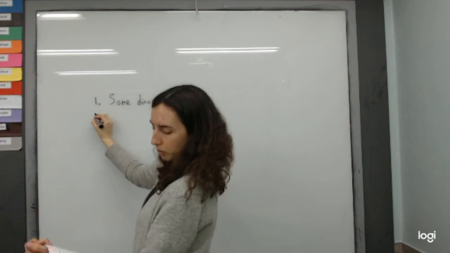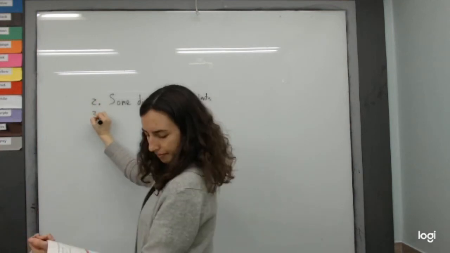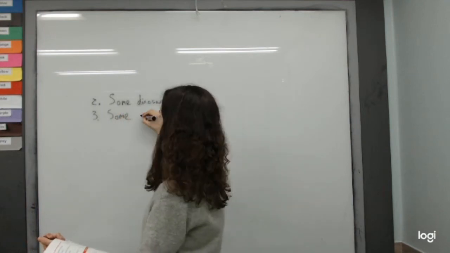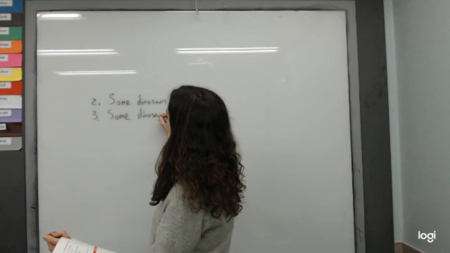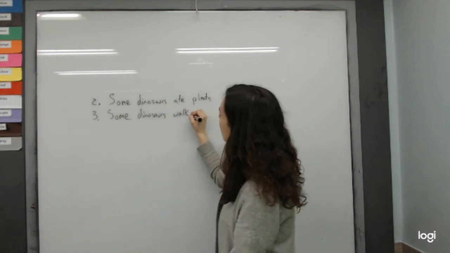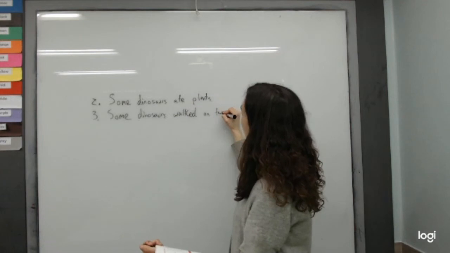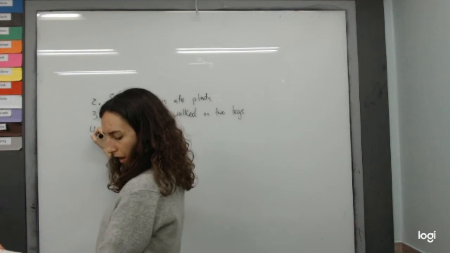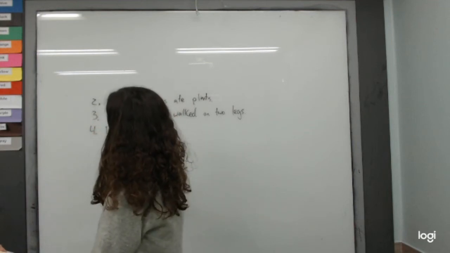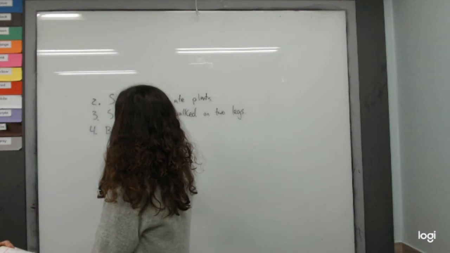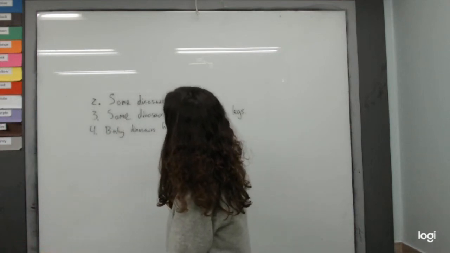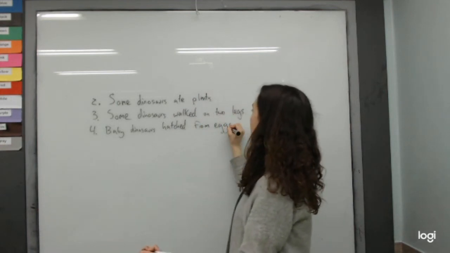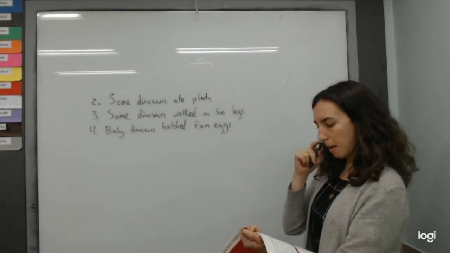Good. Okay, number 3. Some dinosaurs walked on 2 legs. And the last one, baby dinosaurs hatched from eggs. Okay, don't forget your periods.